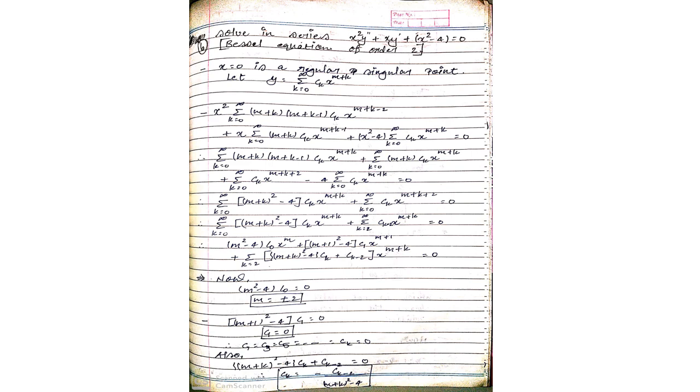And see, the equation I have written here, remember: x square y double dash plus x y dash plus x square minus 4, here I have given y. Okay, here I forgot to write it, but use y here. Now putting all these values in the given equation.